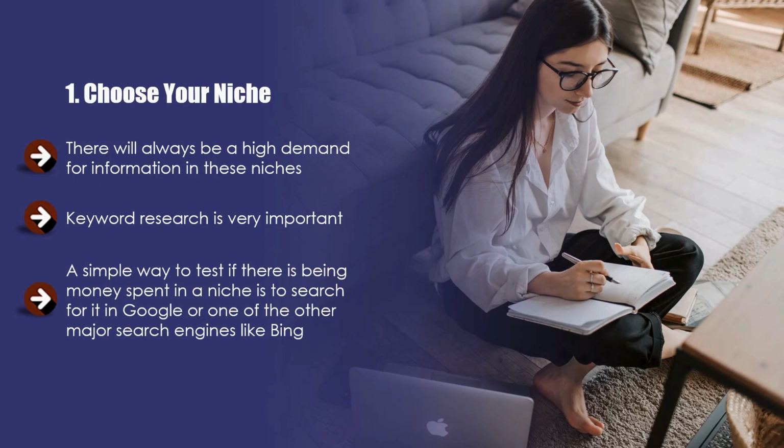A simple way to test if there is money being spent in a niche is to search for it in Google or one of the other major search engines like Bing. If you see pay-per-click PPC ads displayed in the search results, this is a good indicator that people are spending money in the niche. Advertisers are not going to spend money if this is not the case.